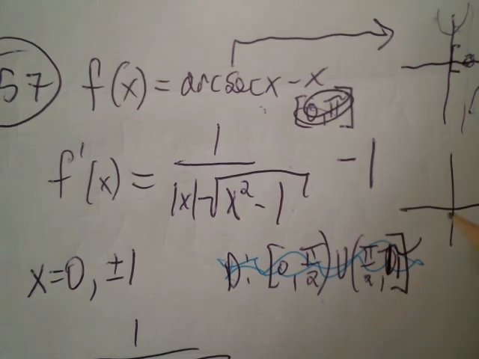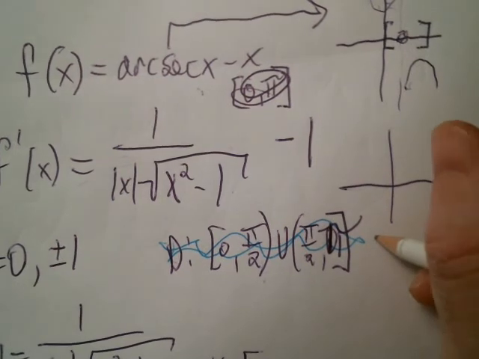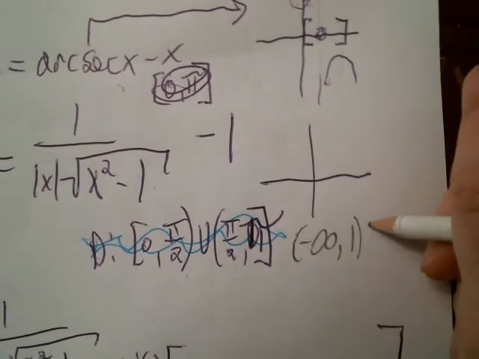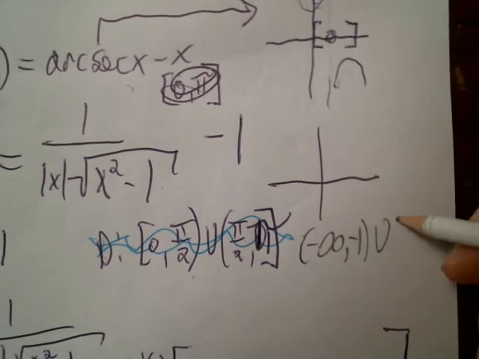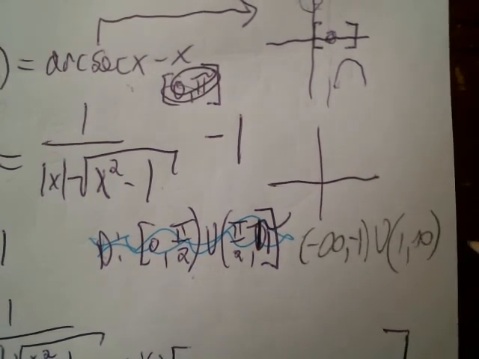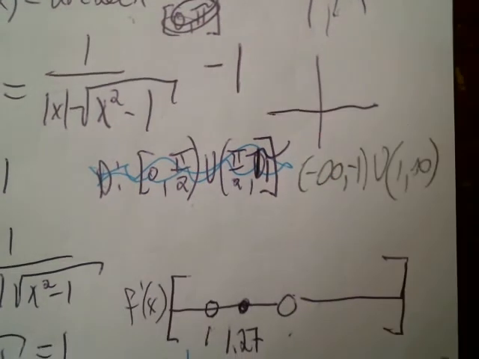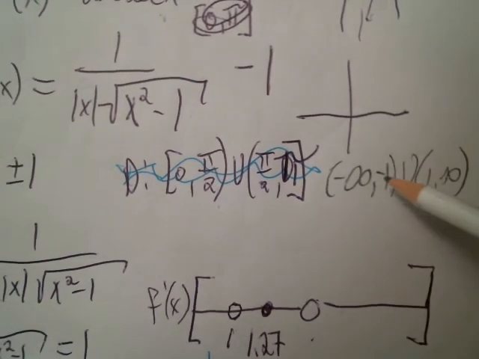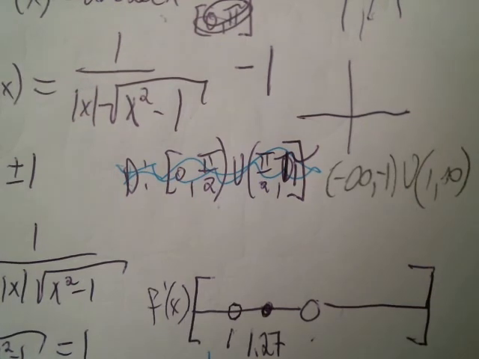The domain of arcsecant is like from negative infinity to negative 1, and then union with 1 to infinity or something like that. So 1 and negative 1 and 0 won't even matter. So I need to look up the range, or sorry, the domain of arcsecant really quick.